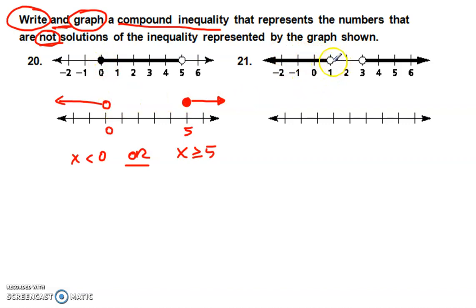Alright, here, number 21. This is an OR statement, so my answer is going to be an AND statement if I'm doing what's not a solution. So 1 is going to be filled in, because up here it's open. It's all these values up to 3, including 3. So there's 1, 2, 3. My x is in the middle. 1 is here, 3 is there for an AND statement. Remember, the signs always point to the left. Now I need to determine, is this filled in or not? These are both filled in, so I need to write or equals underneath.